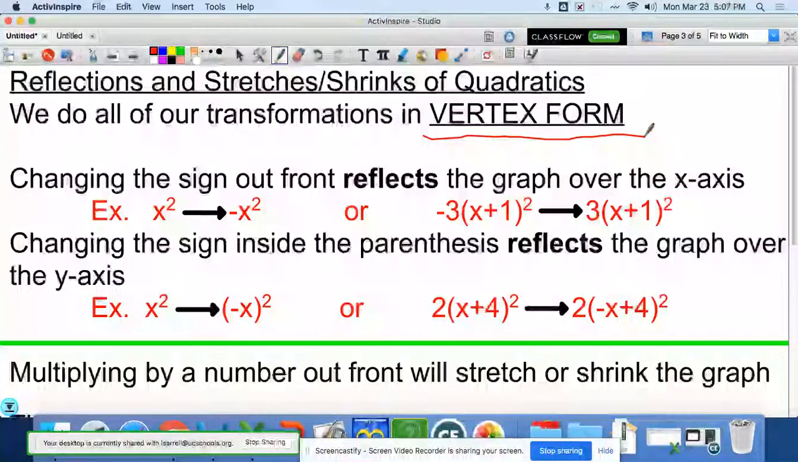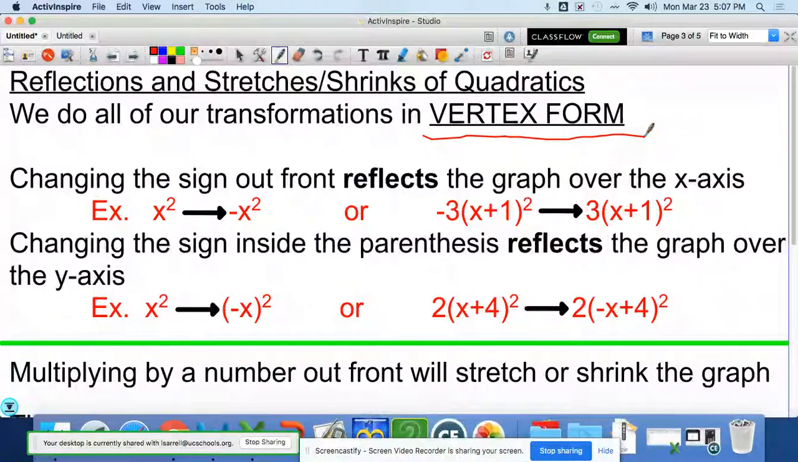So if we change the sign out front, it reflects over the x-axis. I gave you a couple examples here. If we're just looking at x squared, a basic quadratic, more of a standard form sort of thing, it's a negative all the way out front.